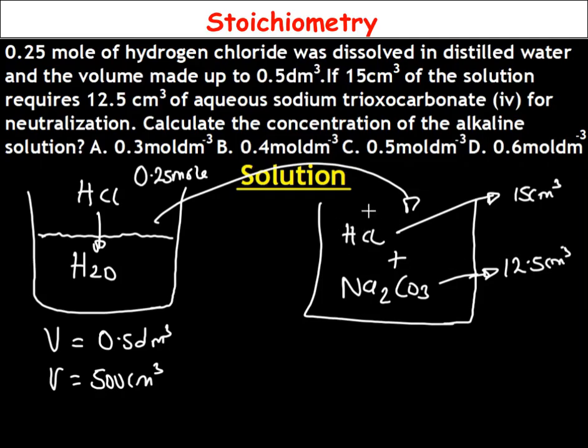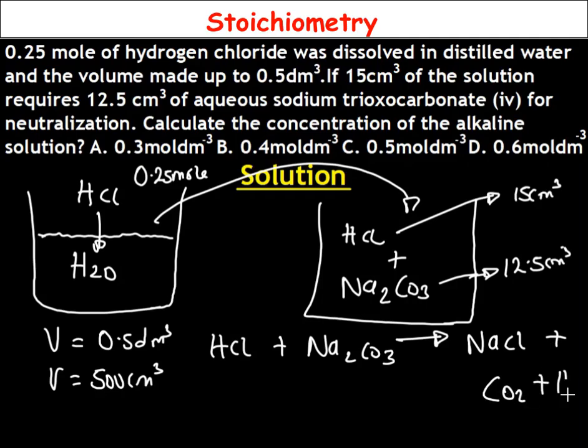Now with this, HCl reacts with Na2CO3 to undergo this neutralization reaction. Okay, good. So once you've done this, the next thing is to write down the balanced chemical reaction, which is you're having HCl reacting with sodium carbonate. Now, if HCl reacts with Na2CO3, what will be the product? The product will be NaCl, plus carbon dioxide, and then water.